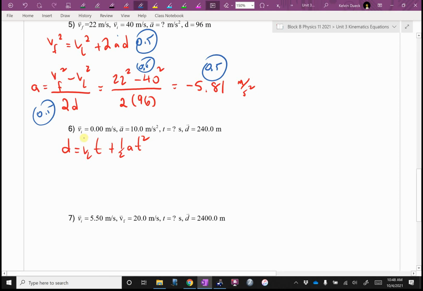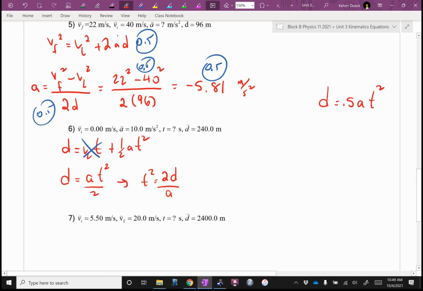Because VI is zero, this whole thing vanishes, and you end up with a modified equation of d equals AT squared over 2. Or you could write it as d equals 0.5 AT squared. I don't care. But now how many t's do I have, Maxine? Woohoo! I can get the t by itself. I'm going to times by 2, divide by a. That would give me 2 times d over a equals t squared.